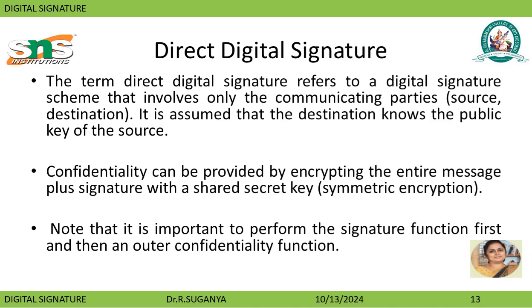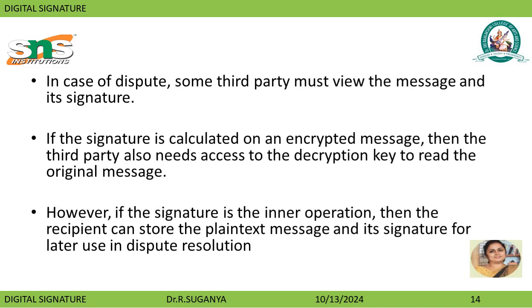It is assumed that the destination knows the public key of the source. Confidentiality can be provided by encrypting the entire message plus signature with a shared secret key. Note that it is very important to perform the signature function first and then an outer confidentiality function. In case of dispute, some third party must view the message and its signature.